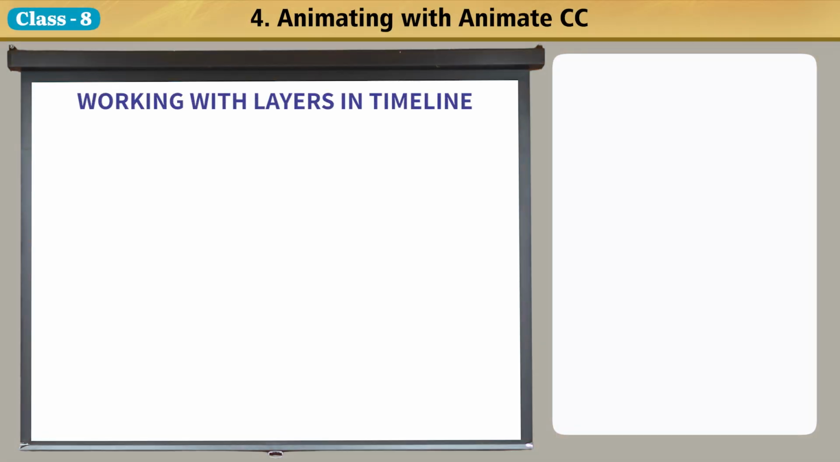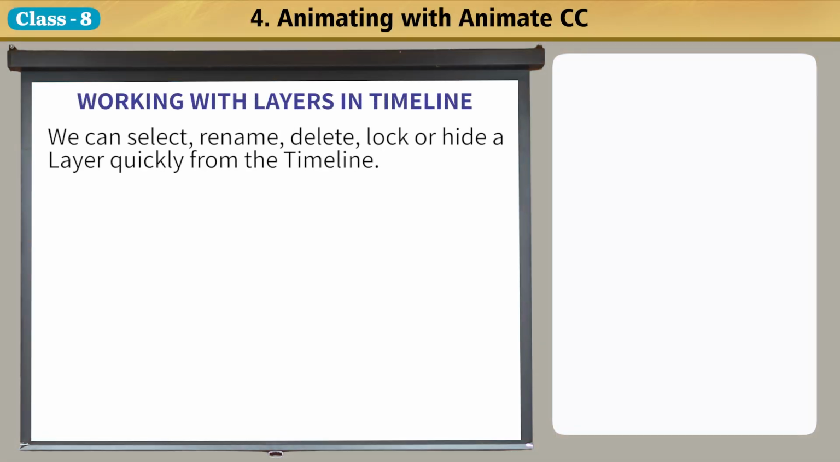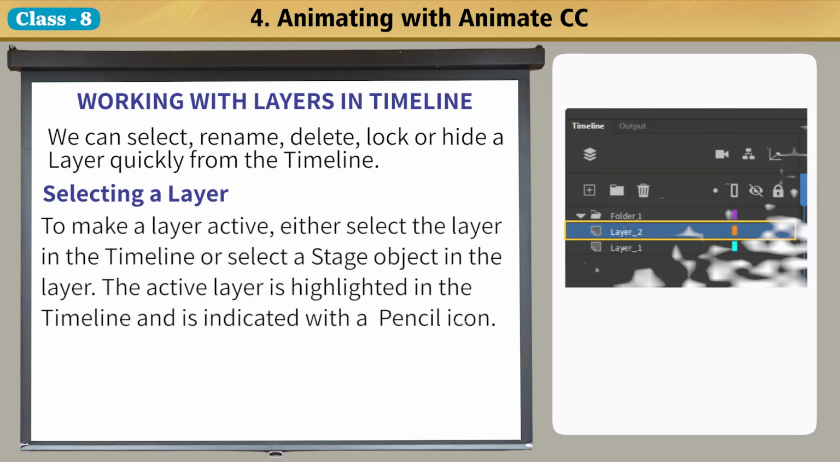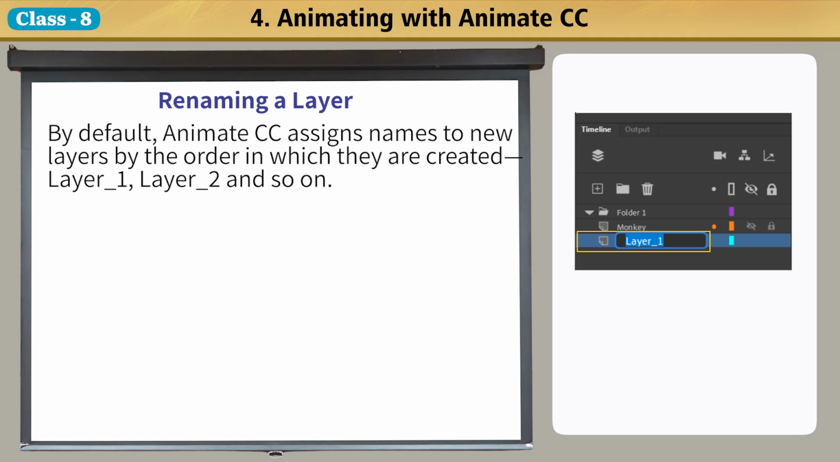Working with layers in timeline. We can select, rename, delete, lock or hide a layer quickly from the timeline. Selecting a layer. To make a layer active, either select the layer in the timeline or select a stage object in the layer. The active layer is highlighted in the timeline and is indicated with a pencil icon. Renaming a layer. By default, Animate CC assigns names to new layers by the order in which they are created, Layer 1, Layer 2 and so on.